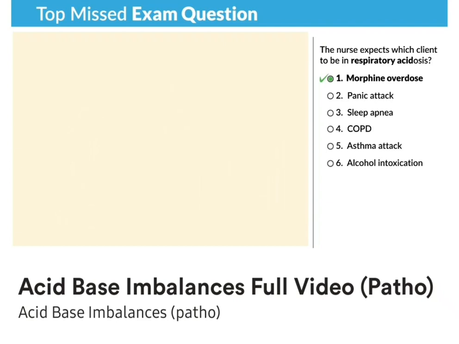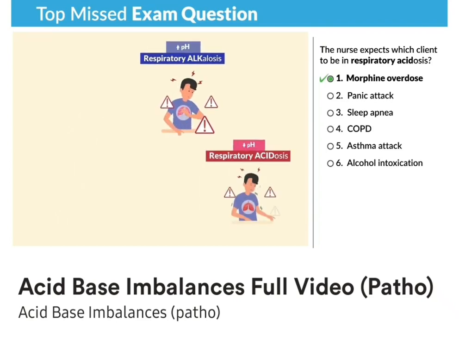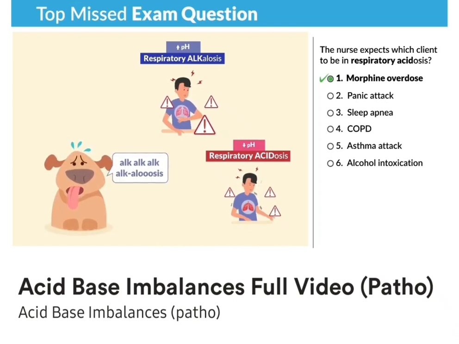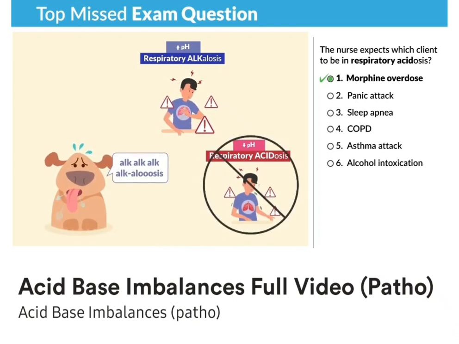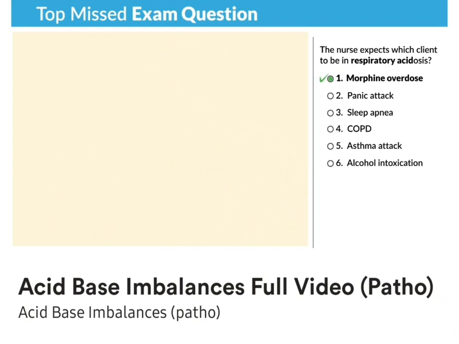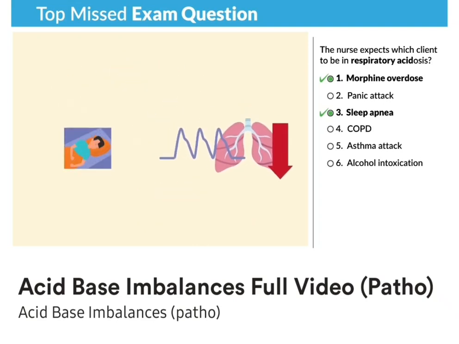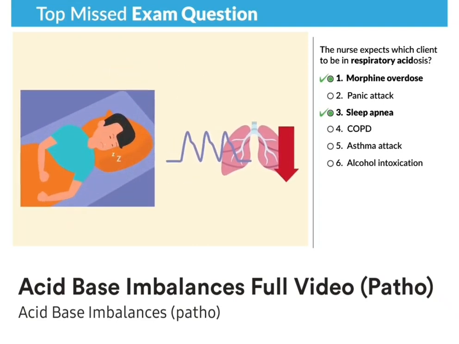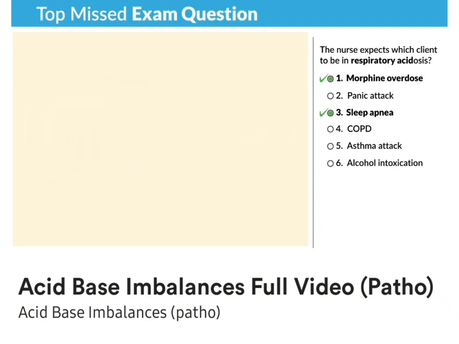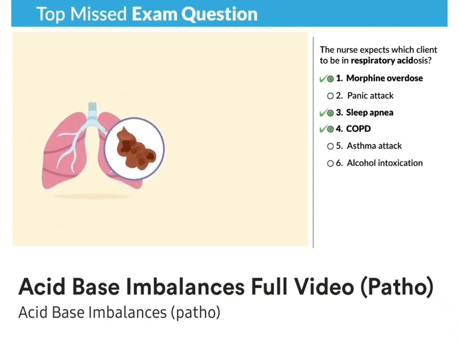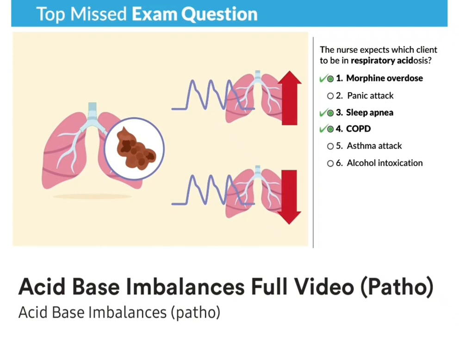Now option 2 is incorrect, a panic attack. We have fast, rapid breathing, more alkalosis, not acidosis. Now option 3 is correct, sleep apnea. Yes, we have slow acidosis. Remember, like snoring, acidosis. And option 4, this one's tricky here. COPD is correct. Because do we have slow or fast breathing?